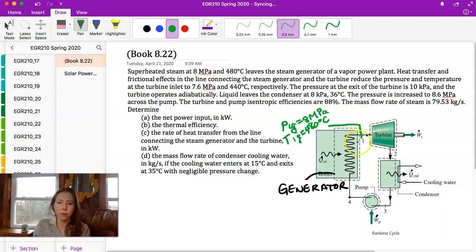In this line, think of an extended line from the generator to the turbine. So it's following a longer path here, and because of friction, we're actually losing heat. When we enter the turbine here, I'm going to call this P1T, the pressure going into the turbine, is reduced to 7.6 megapascals and 440 degrees Celsius.